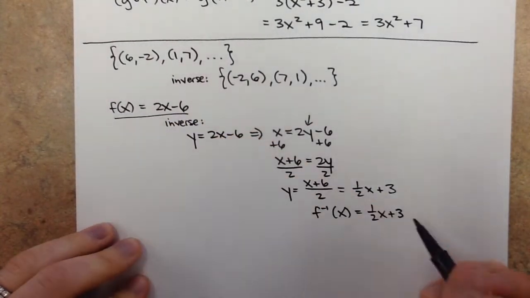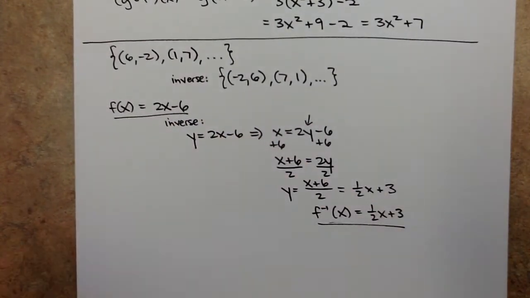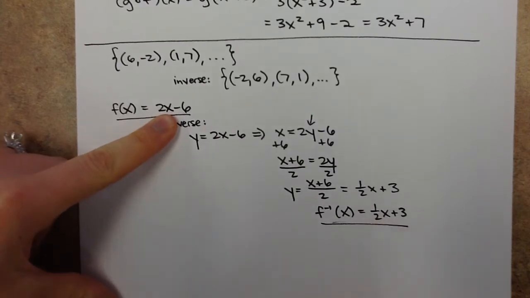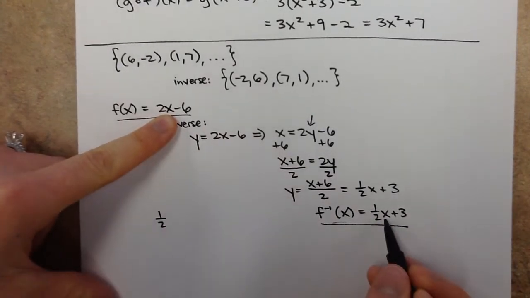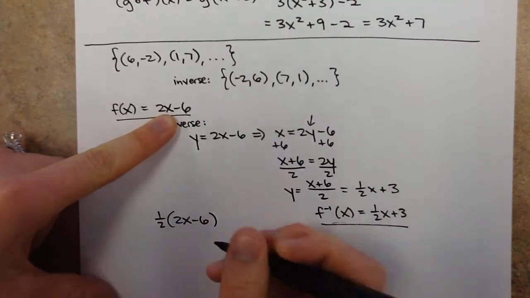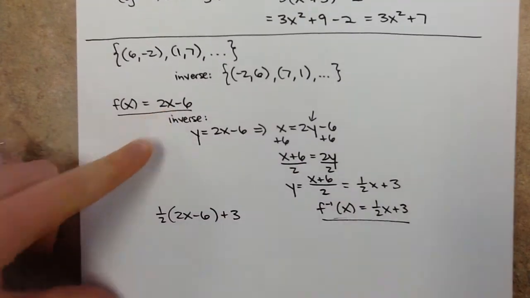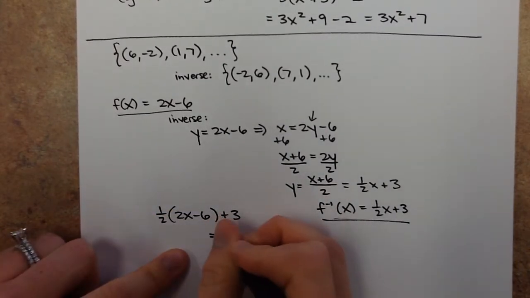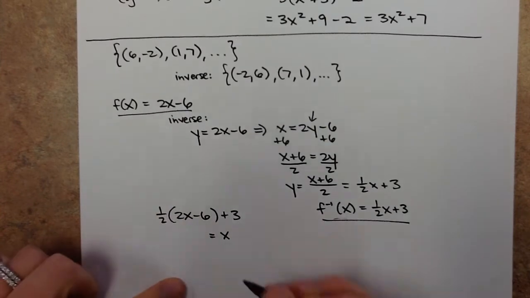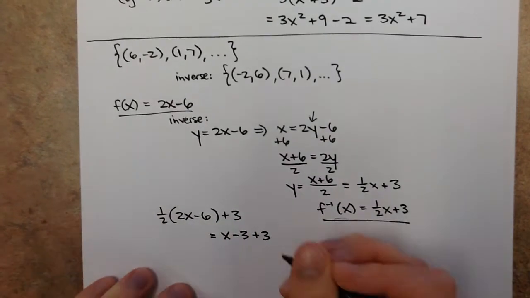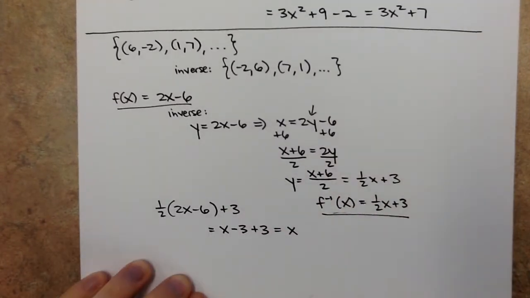This is the original function, and this is the inverse. If I plugged one into the other, I should just get x. So like, let's take this function, for instance, and plug it into this function. So 1/2, instead of x, I'm going to plug in 2x minus 6, and then finish it off with a plus 3. So simplify this, start by distributing the 1/2. So 1/2 times 2x is just x. 1/2 times -6 is -3. And then I have a plus 3 on the outside. So hopefully you notice that the 3's cancel each other out and you're just left with an x.